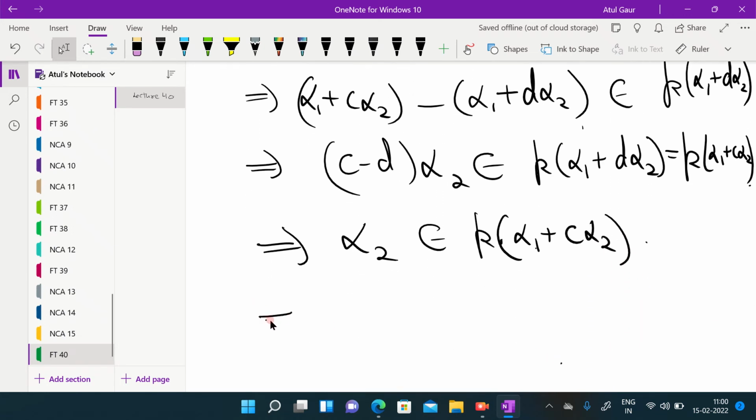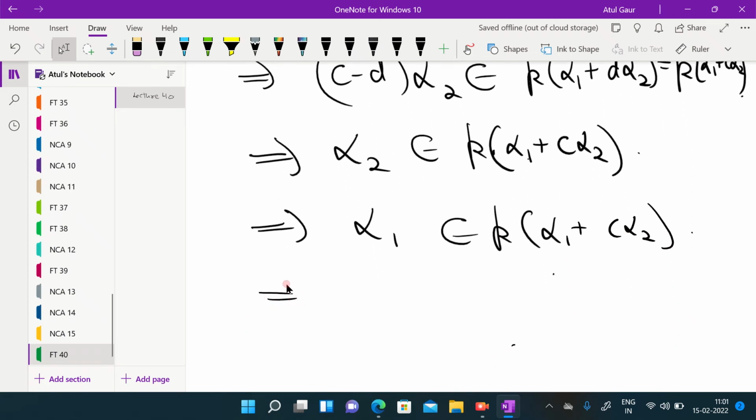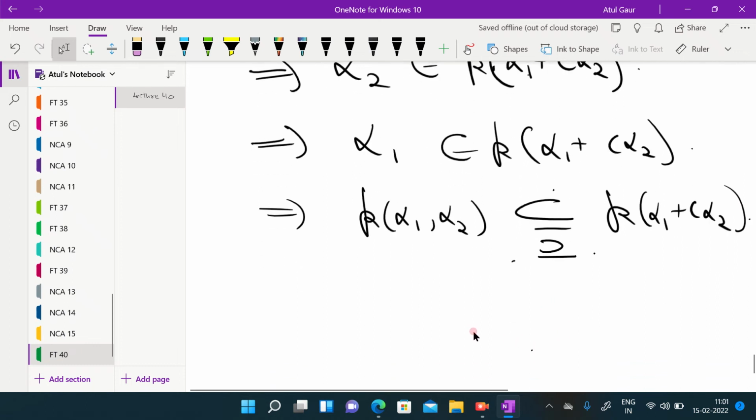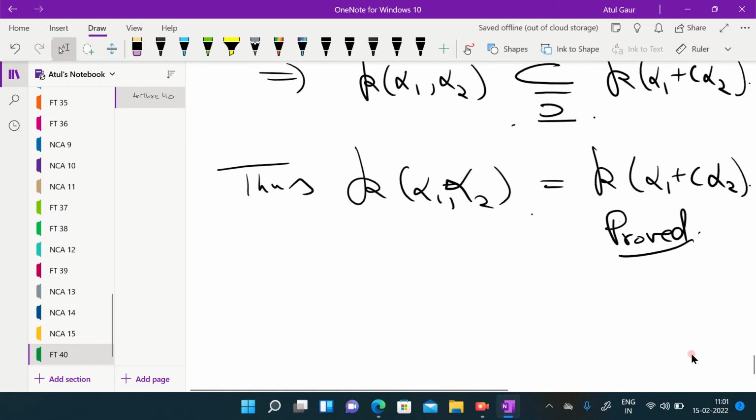Now alpha 2 is inside this, so immediately you can conclude that alpha 1 also comes in. Alpha 1 and alpha 2 both are there, so k alpha 1 alpha 2 also comes in. And the reverse inclusion you already have. So this proves the result for n equals 2, and once it is true for n equals 2, it will be true for any finite number by successive application. Is this all right?